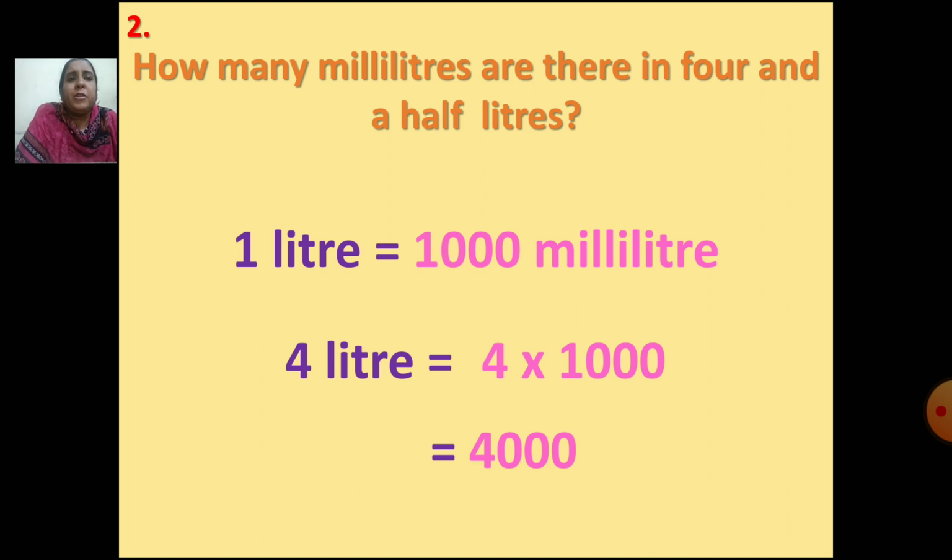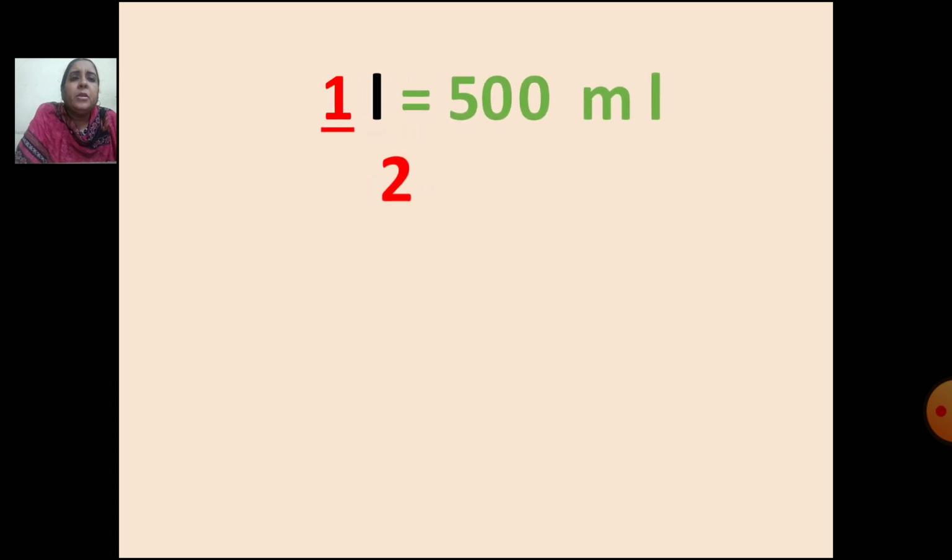Okay. Now half liter. Now we have to convert this half liter into milliliter. So how you are going to write now? Yes, half liter is equal to 500 milliliter. In half liter, there is how much milliliter? 500. Now, what we will do? We will add 4000 plus 500.